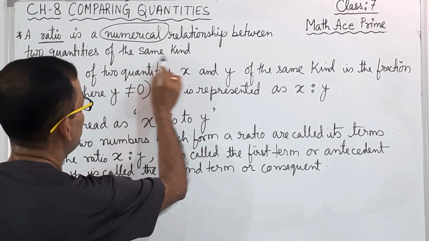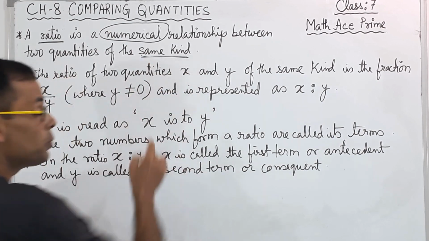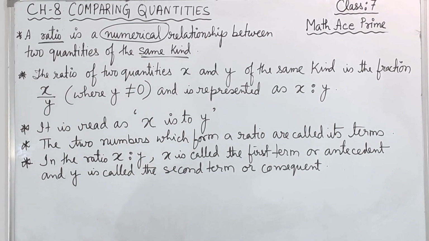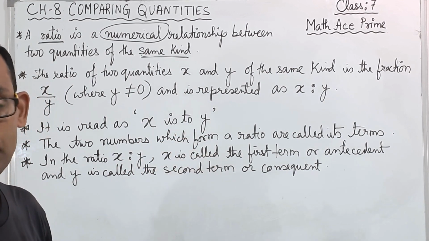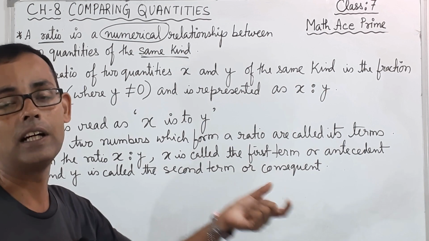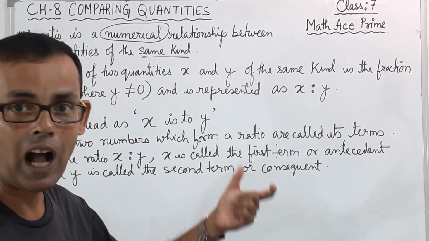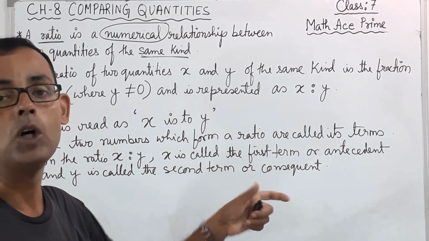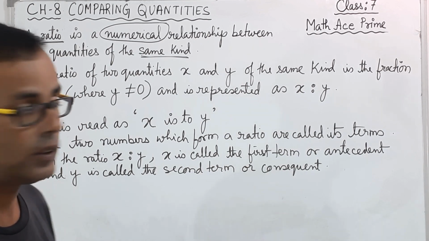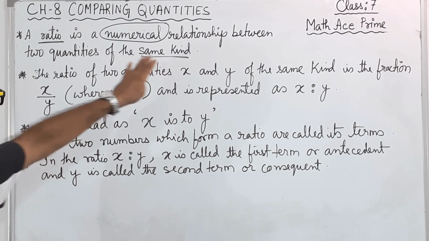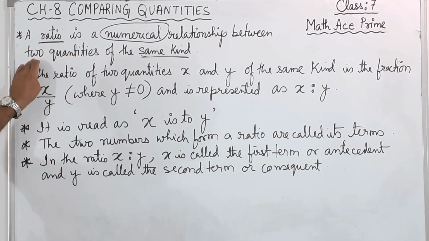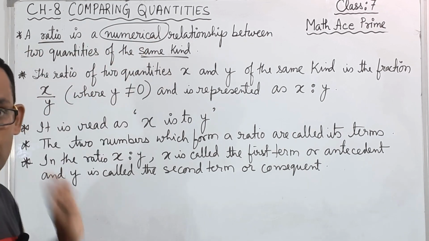So there will be two quantities and both the quantities have to be of the same kind only, okay. Suppose if you take gram, then another one also should be gram. If you take kg, kilogram, then another one also should be kilogram. If you take hours, 4 hours, then another one also should be hours, suppose 10 hours, okay. So two quantities, whatever quantity you take, that should be of the same kind.